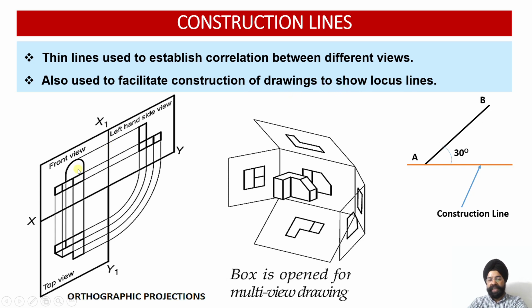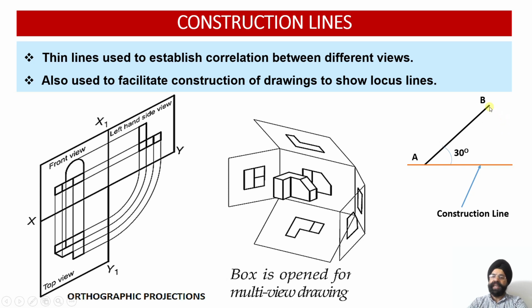So here you can see, if I talk about the engineering drawing of this component, this is my front view, this is my top view, this is my side view. But these lines are not part of the object, but they are drawn to facilitate a proper understanding that this view is related to this, and this view is related to this. So these establish the relationship.